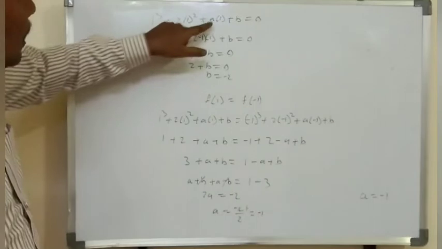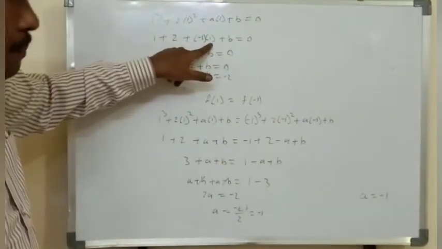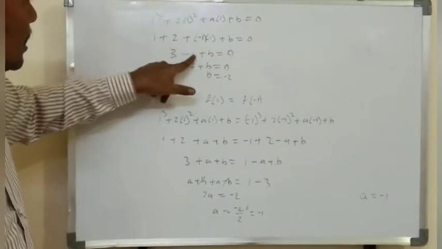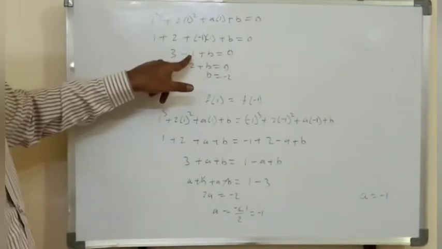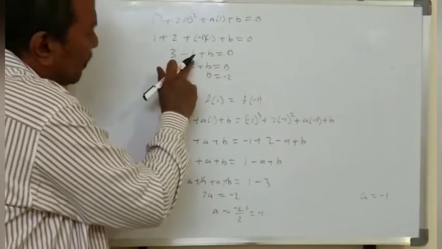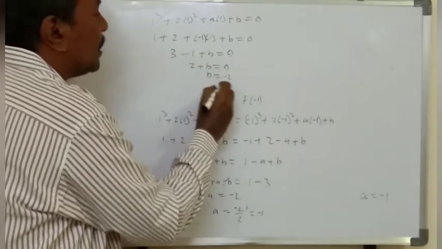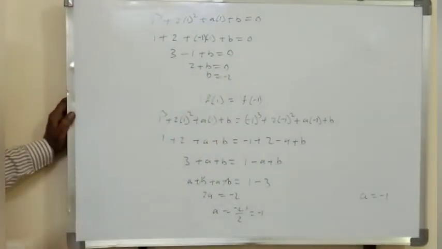Once again, a is equal to minus 1. Minus 1 into 1, plus into minus is minus, minus into plus is minus. So 1 plus 2 is 3. 3 minus 1 plus b is equal to 0. So 3 minus 1 is 2. 2 plus b is equal to 0. b is equal to minus 2. So like that we can find the value of a and b.